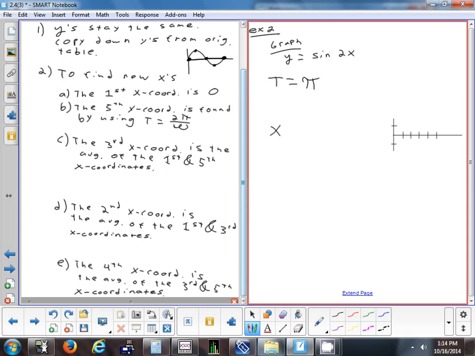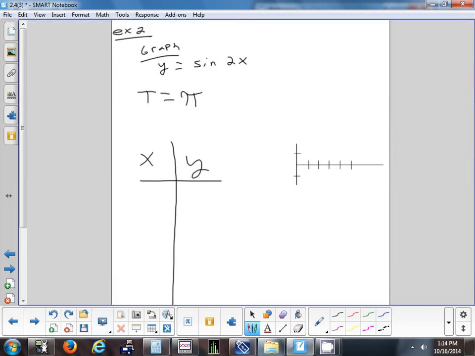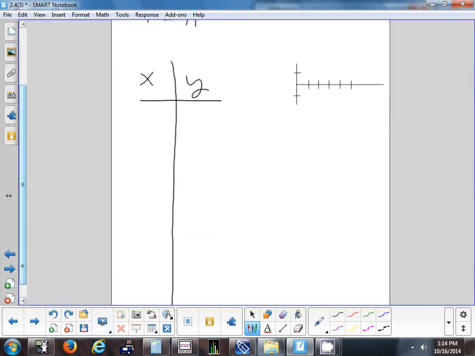Okay, now let's make our table. Does everybody have the steps on the left? So now, what's going to stay the same? Your y's. So we're going to copy all the y's from the original table. What are my original y values for sine? 0, 1, 0, -1 and 0.